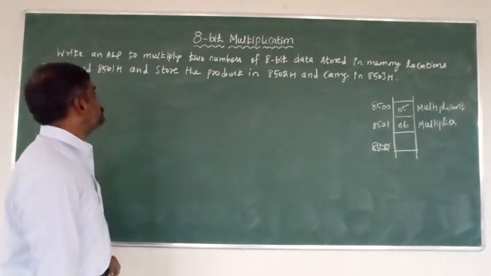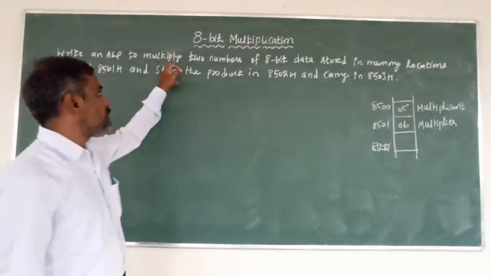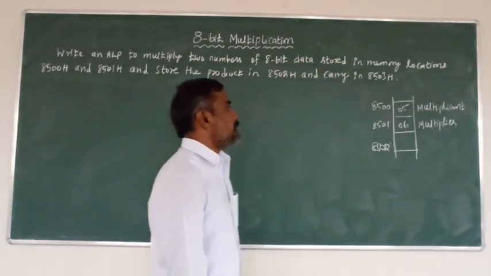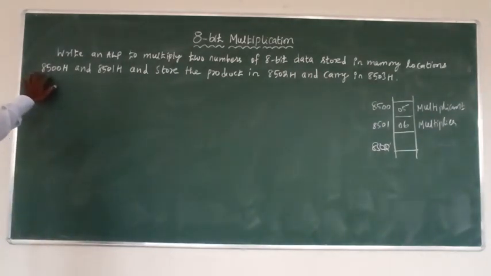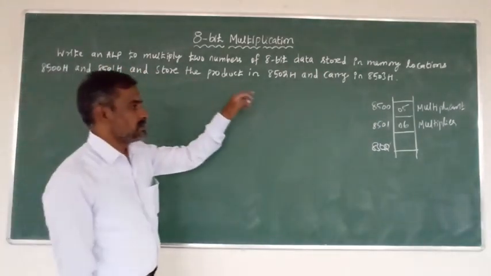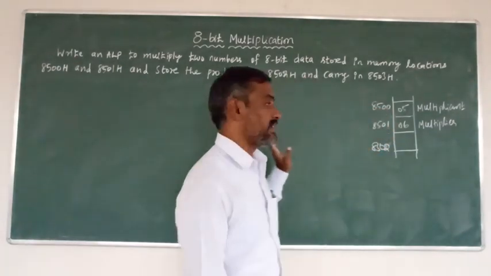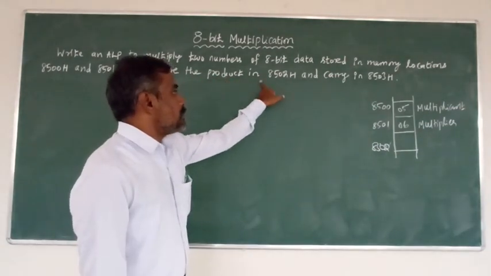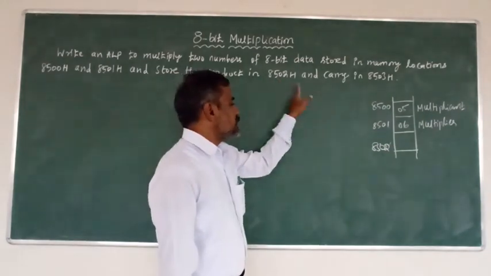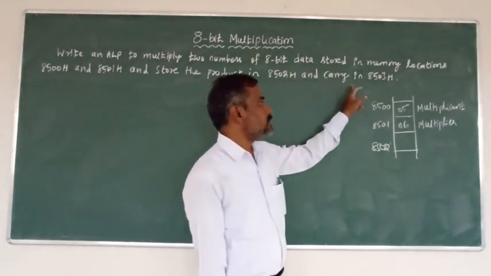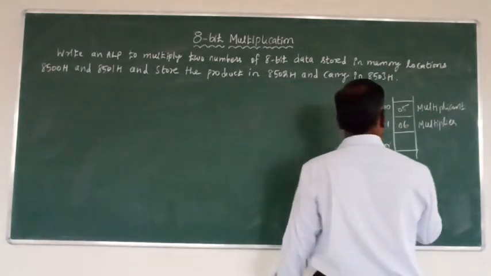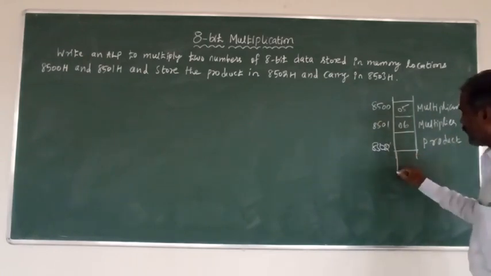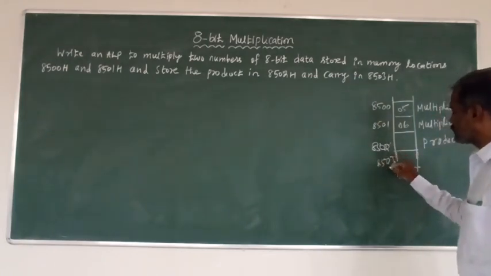Next method. Write an assembly language program to multiply two 8-bit numbers stored in memory locations 8500 and 8501. This is for data 1 and this is for data 2. Store the result at 8502 and the carry at the 8503 address. In 8502 this is for the product, and 8503 is for the carry.